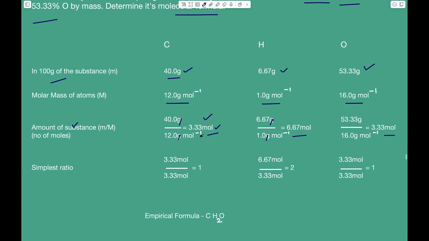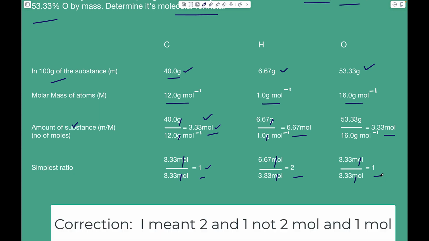Now, if you divide these with the smallest of these, then you would get the simplest ratio of the moles, right? And the smallest of these three is 3.33. So if you divide each of these moles with 3.33 moles, here you would get 1. These two units get cancelled, and here you would get 2 moles, and here you would get 1 mole.